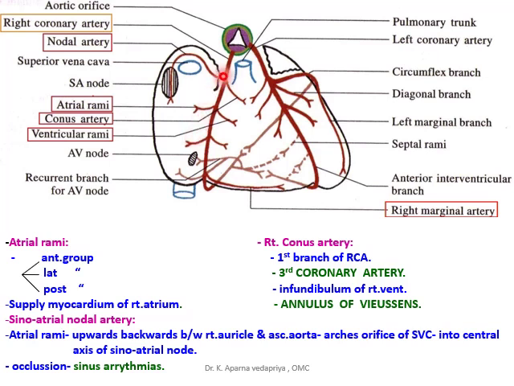So the largest atrial rami, which is almost the first artery on the atrial side, is called the sinoatrial nodal artery, in other words the nodal artery.